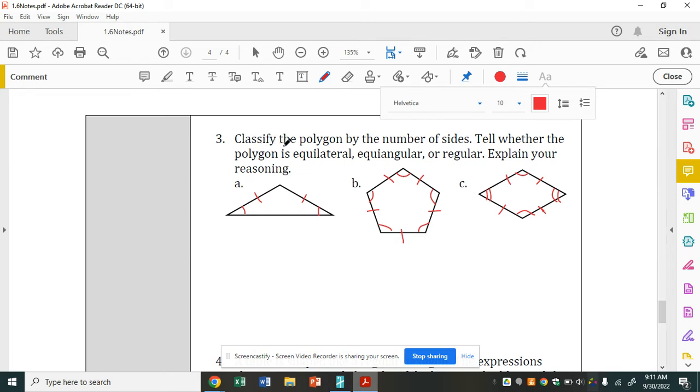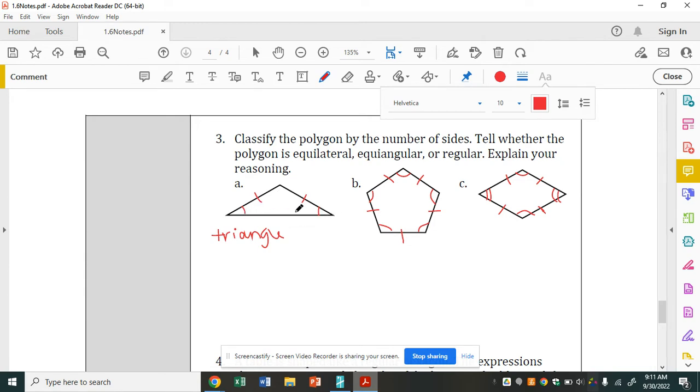So on number 3, it says classify the polygon by the number of sides. Tell whether the polygon is equilateral, equiangular, or regular, and explain your reasoning. So letter A, we have a triangle, right? 3 sides. But all 3 of these sides are not congruent.